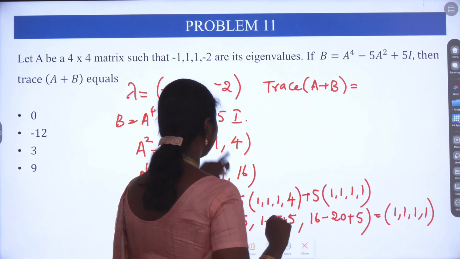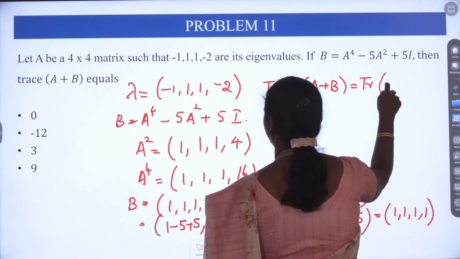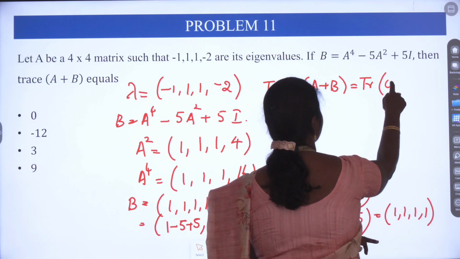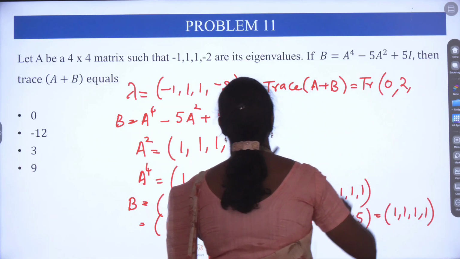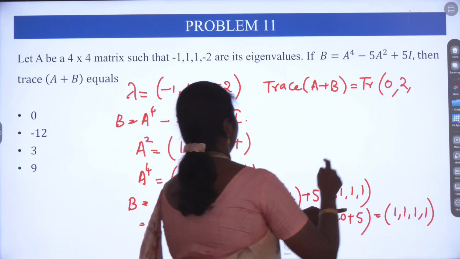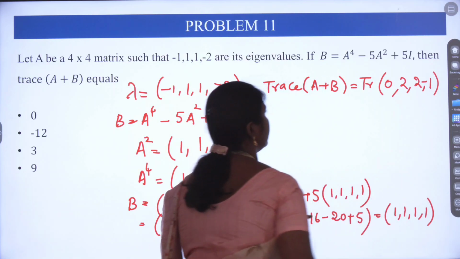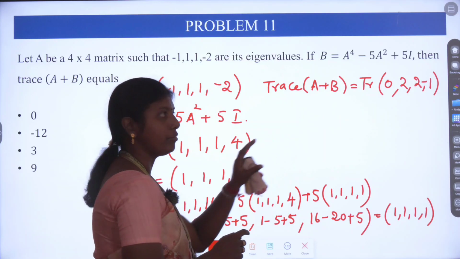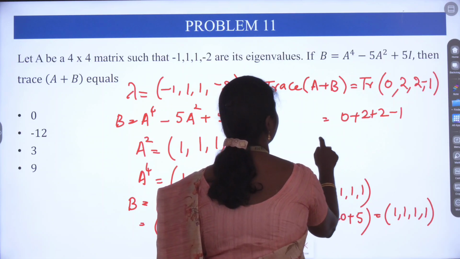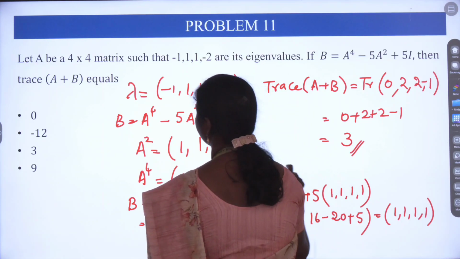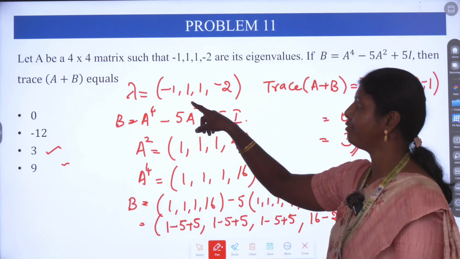So the eigenvalues of A plus B are: minus 1 plus 1 is 0, next 1 plus 1 is 2, next also 1 plus 1 is 2, and the last value is minus 2 plus 1, which is minus 1. The trace is the sum of these values: 0 plus 2 plus 2 minus 1, which is equal to 3. This is the solution for this problem. So 3 is the trace of A plus B.